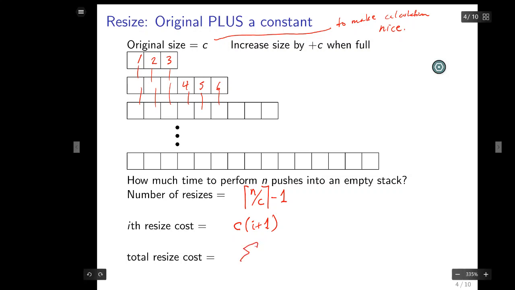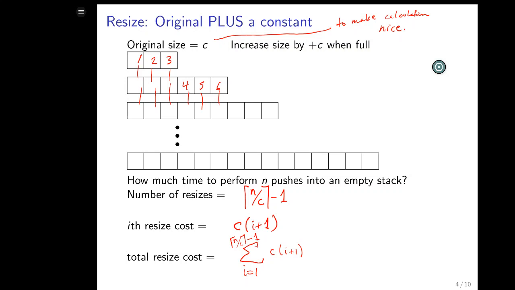Total cost is a sum over all of our resizes, from i equals the first resize up to n over c minus 1, of the cost of doing the resize. And what is this? It's a function of n, and also of c, but c is some constant. It's the thing that we started off with. It doesn't depend on the number of pushes. It just depends on what we've decided to be the initial size of the stack. It's a constant, independent of n.